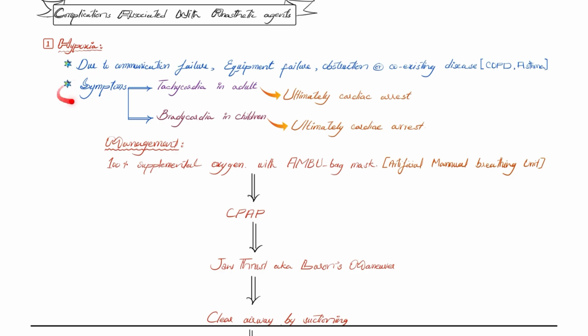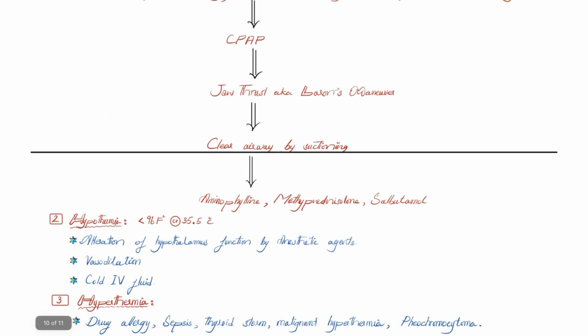So now the symptoms are that the adult patient will have tachycardia, which ultimately leads to cardiac arrest, and children will have bradycardia, which ultimately leads to cardiac arrest. The management is that you give 100% supplemental oxygen with Ambu bag mask. You can give continuous positive airway pressure. You can perform jaw thrust or Esmarch's maneuver to prevent backfall of the tongue. Clear the airway by suctioning, and then you can add some drugs for conservative management like aminophylline, methylprednisolone, and salbutamol.